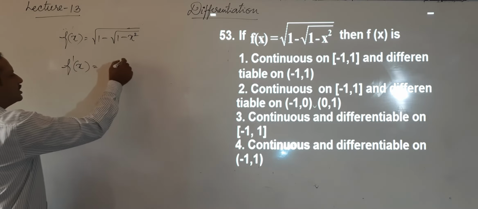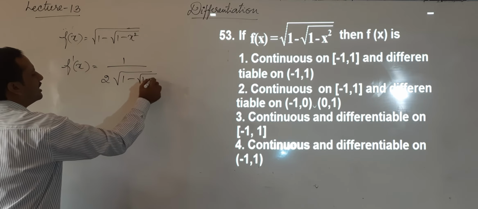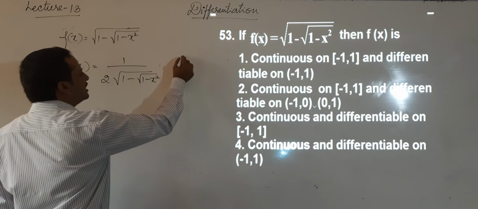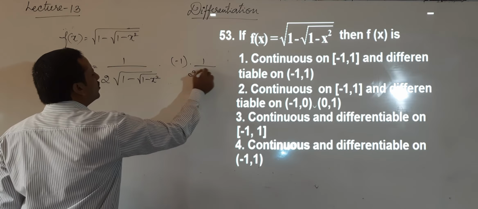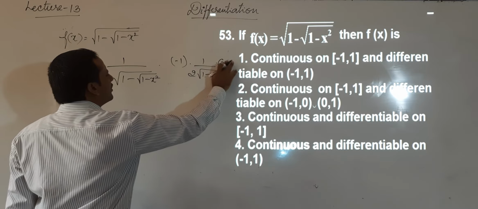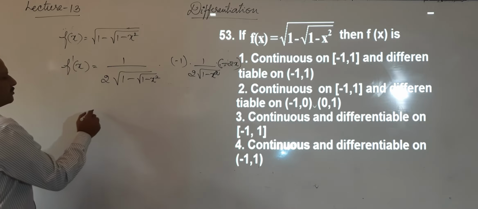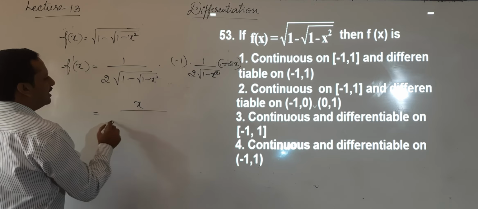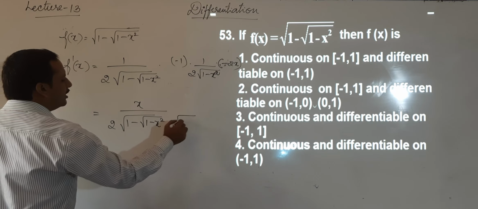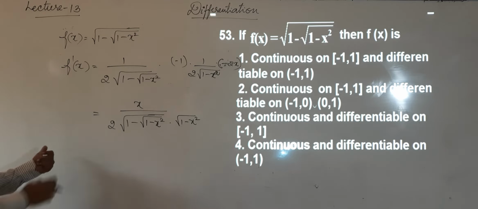F dash of x, differentiate this. 1 by 2 root of 1 minus root of 1 minus x square into, now the derivative of 1 minus root 1 minus x square, that is minus 1 into 1 by 2 root 1 minus x square into the derivative of 1 minus x square, which is minus 2x. So, 2 gets cancelled, minus into minus is plus. So, you get x by 2 into root of 1 minus root of 1 minus x square into root of 1 minus x square. So, this is our f dash of x.